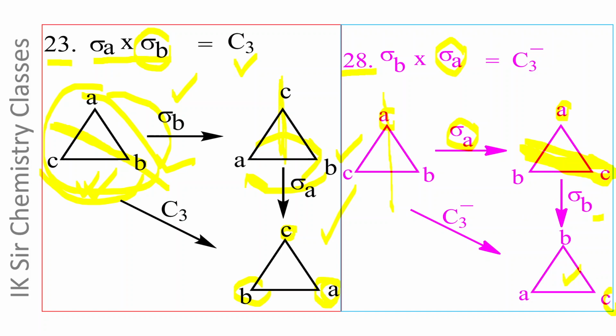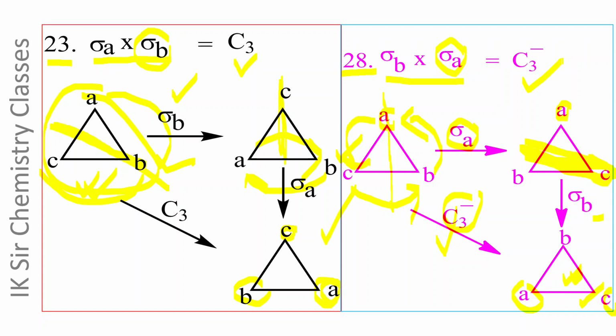This orientation can be obtained by applying the C3 inverse operation on the original molecule. C3 inverse operation means the rotation of the NH3 molecule about the C3 axis of symmetry by 120 degrees in the anti-clockwise direction. On doing so, A will move to this position. This is A. C will move to this position. It is C, and B will move to this position. It means the product of sigma B and sigma A is equal to C3 inverse.